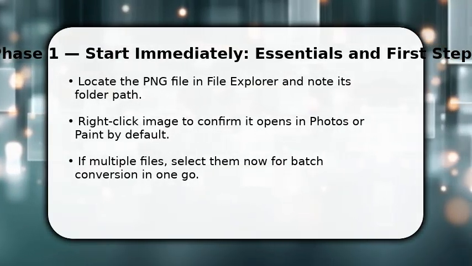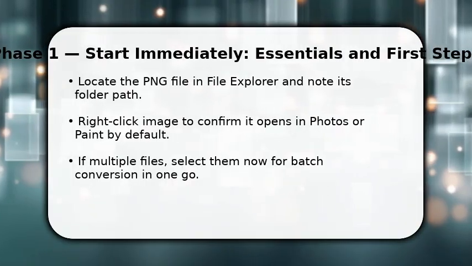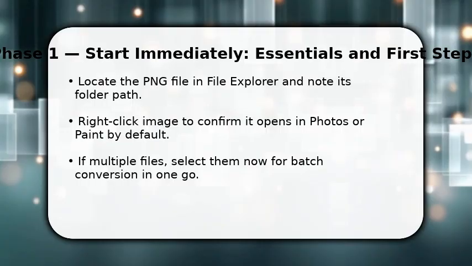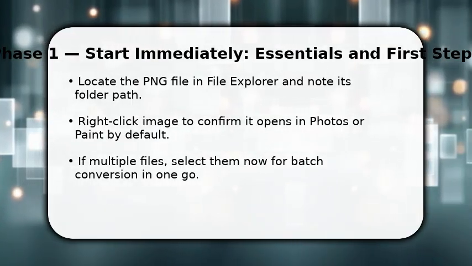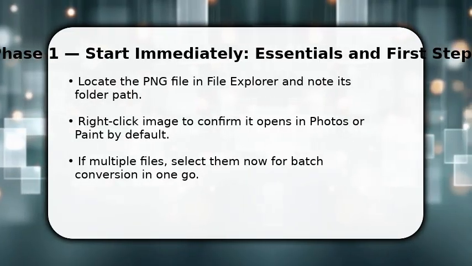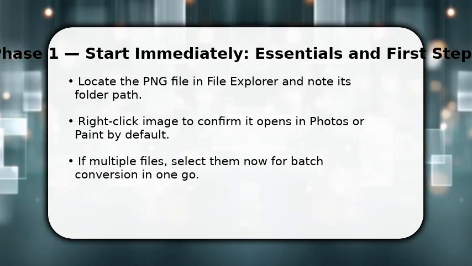Make sure any file with transparency is acceptable to flatten, because JPEG won't keep that layer. If you'll convert several files, select them now, then right-click one and pick Open to load them sequentially. This gets you in position to do the actual export.